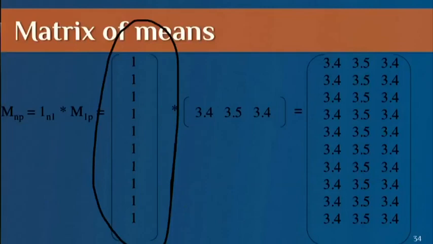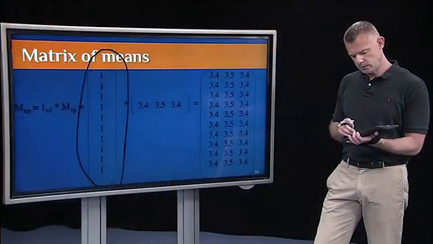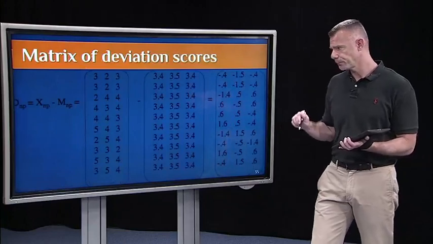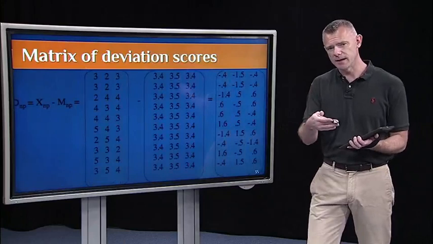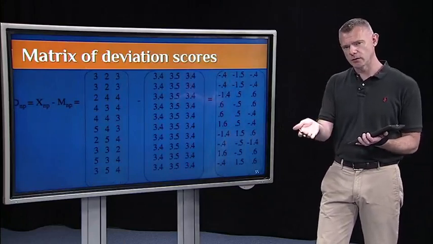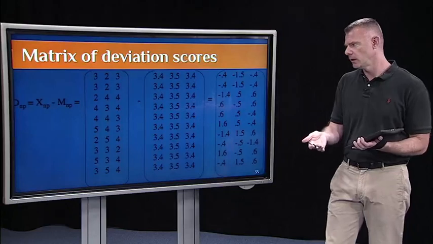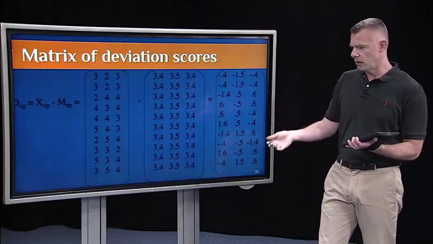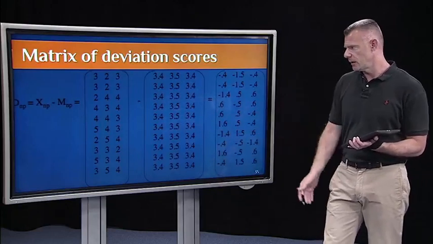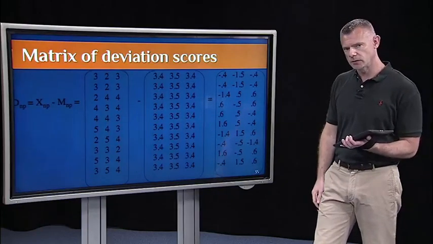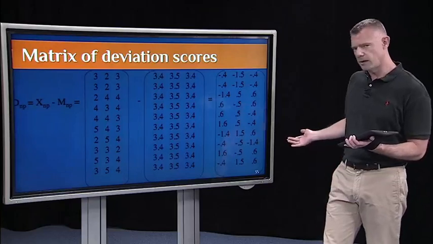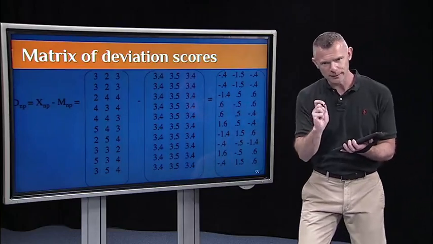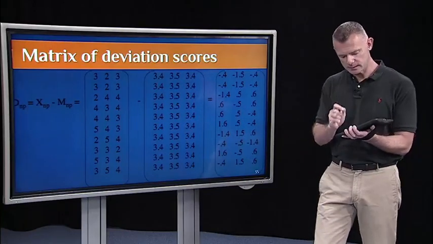Why do I want a matrix of means? Well, because I want to get a matrix of deviation scores. Remember, how did we do this in basic algebra? We calculated deviation scores, and then we squared deviation scores. So now, if I just take my original data matrix and subtract the matrix of means, then my result is a matrix of deviation scores. Now this is the really cool part, the most important piece.